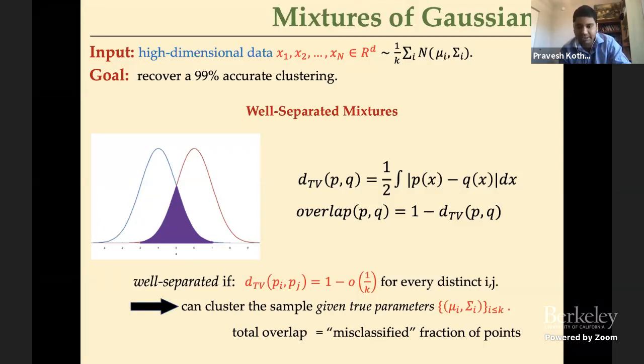But in particular, that's the reason that I'm choosing the overlaps to be much smaller than 1 over k, because now the sum of the overlaps is going to be much tinier than some fixed constant, which means that it is reasonable information theoretically to ask to find a 99% accurate clustering. Okay, so that's the problem we are going to look at today.